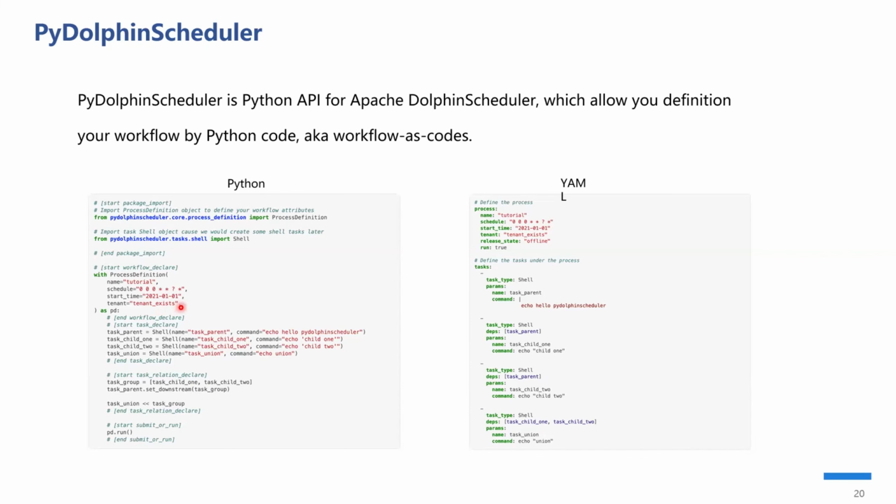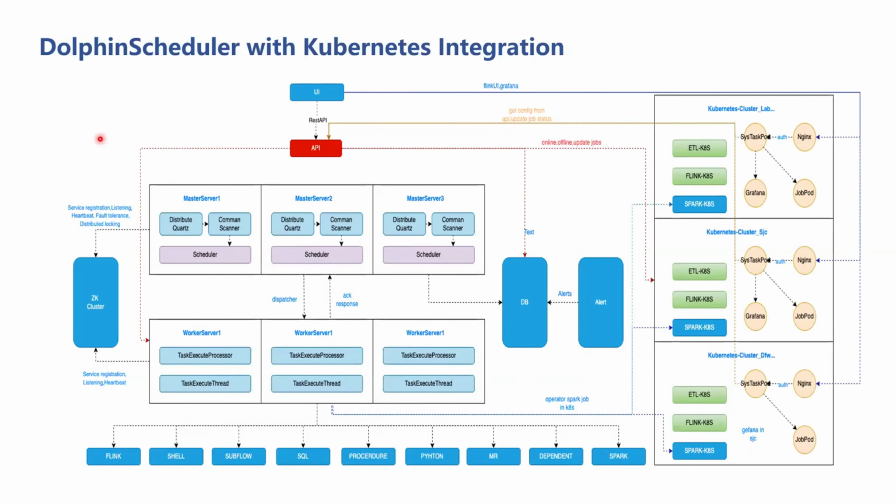Okay, the first category is about Kubernetes integration. On the left side, I don't want to say more, because it's the typical diagram of DolphinScheduler. I won't mention it. You can see the right side. We can use the API server to connect to Kubernetes.